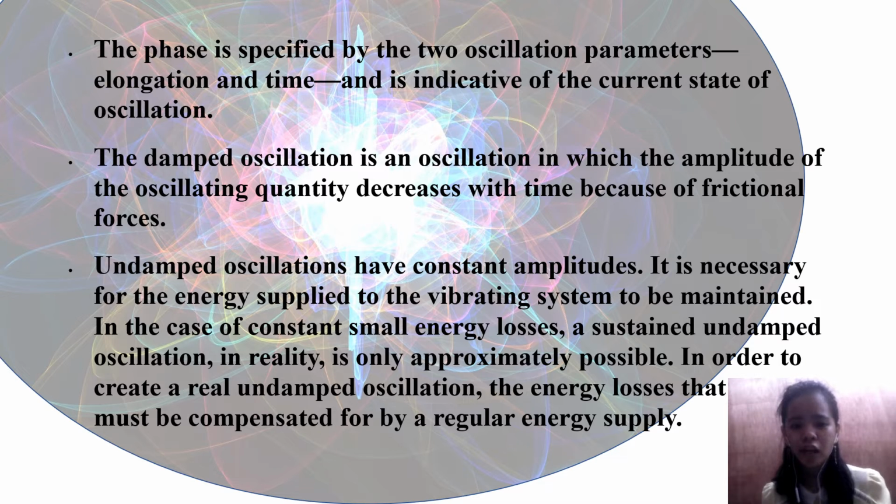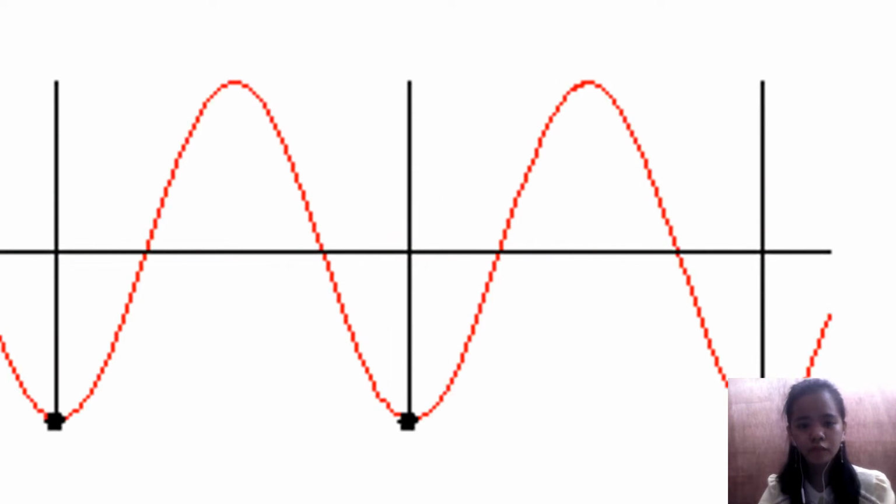It is necessary for the energy supplied to the vibrating system to be maintained in the case of constant small energy losses. A sustained undamped oscillation in reality is only approximately possible. In order to create a real undamped oscillation, the energy losses must be compensated by a regular energy supply. So this is a wave.